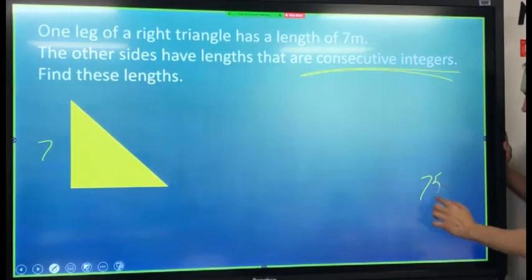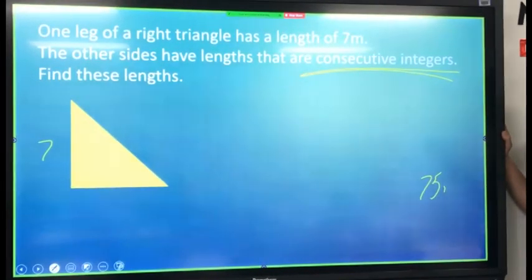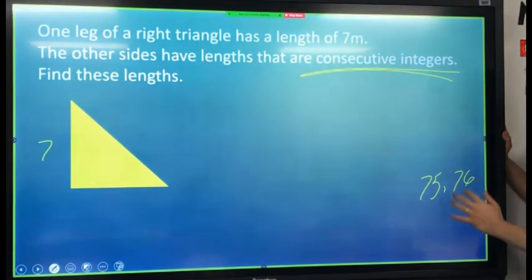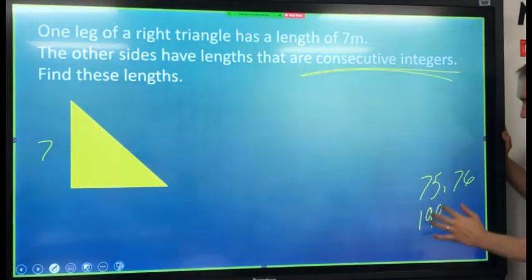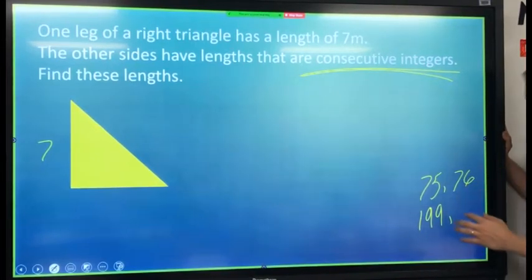So if I give you the number 75, what's the next consecutive number? 76. If I give you the number 199, 200. 200 is the next consecutive number.